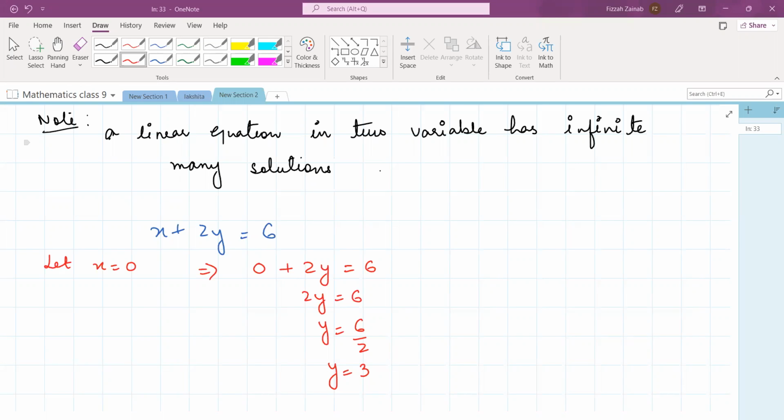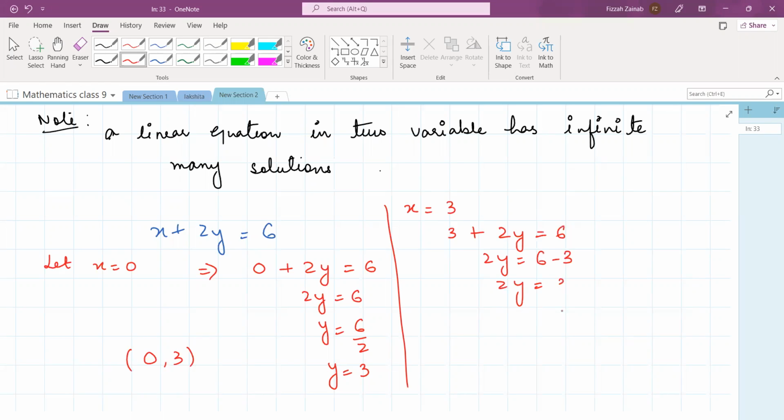Right? So 0 and 3 is one solution. Now let's take some other value. You can take any, say x is equal to 3. So you have 3 plus 2 into y is equal to 6. So 2y will be 6 minus 3, so 2y will be 3 and y will be 3 by 2. So x is equal to 3 and y is equal to 3 by 2 is another pair of solutions.